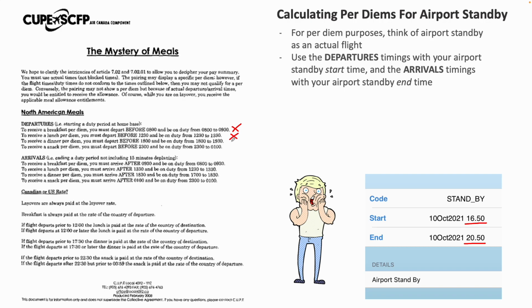And then were we on duty for 6 p.m. to 7:30 p.m.? Yes, we were. So we figured out the first per diem we're entitled to, and that would be a dinner. We know that we were not entitled to breakfast or lunch. We know that we were entitled to dinner. Now, did we arrive after 1 a.m.? No, we did not. So in this case, dinner is the per diem that we are entitled to for this particular airport standby.